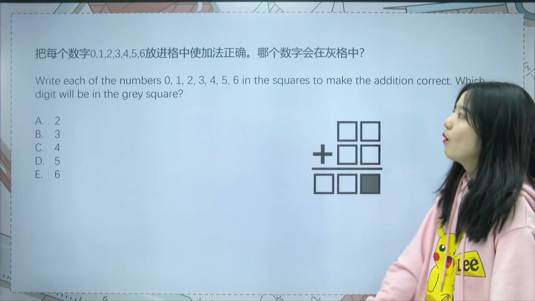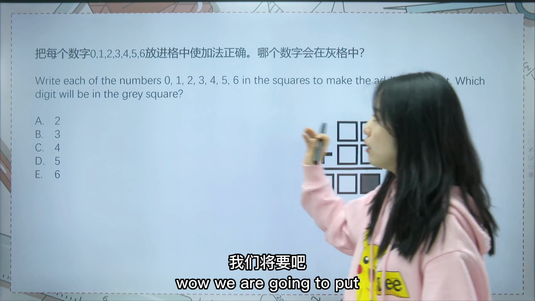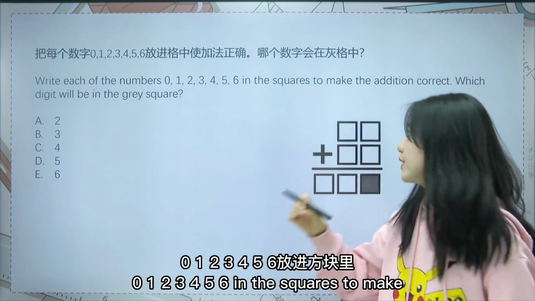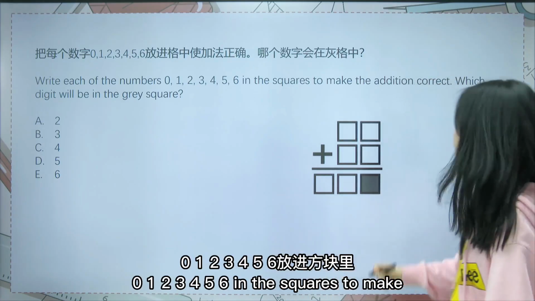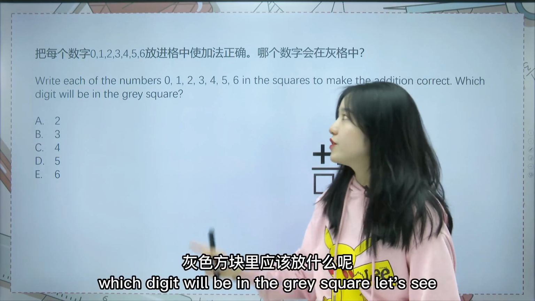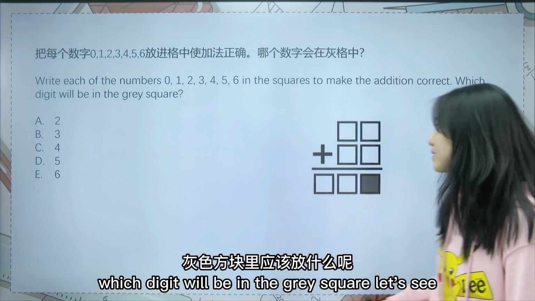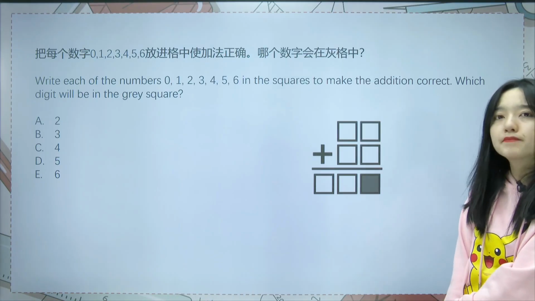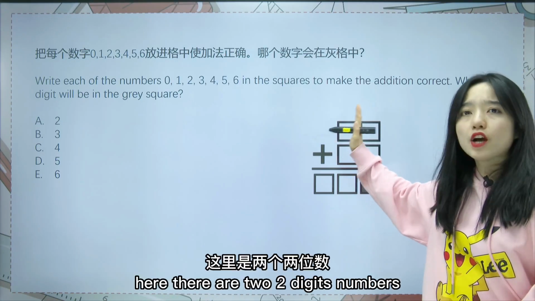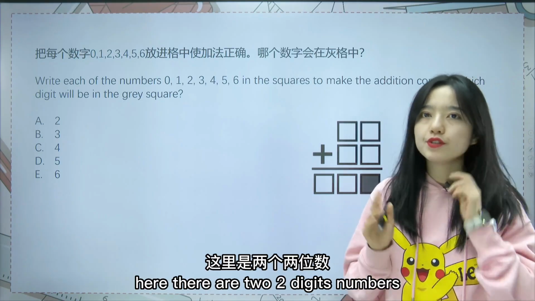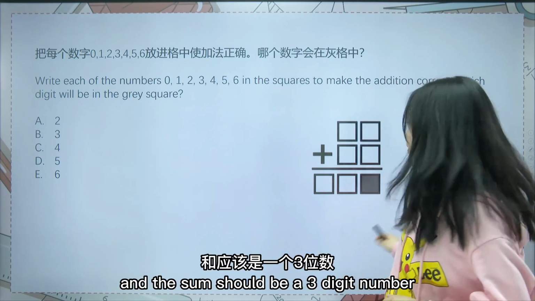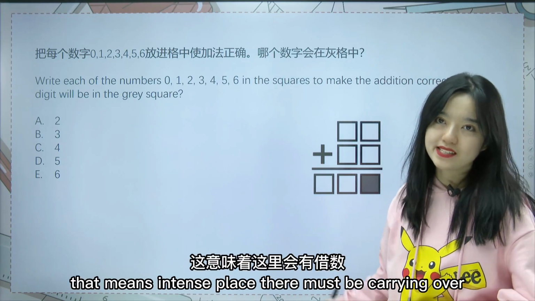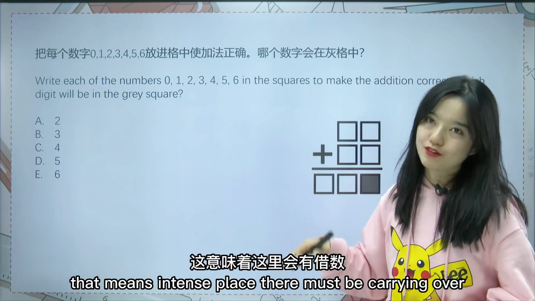This question. Wow, we are going to put each of the numbers 0, 1, 2, 3, 4, 5, 6 in the squares to make the addition correct. Which digit will be in the gray square? Here is a gray square. Here there are two-digit numbers, two-digit numbers, and the sum should be a 3-digit number. That means in the tens place there must be carrying over.